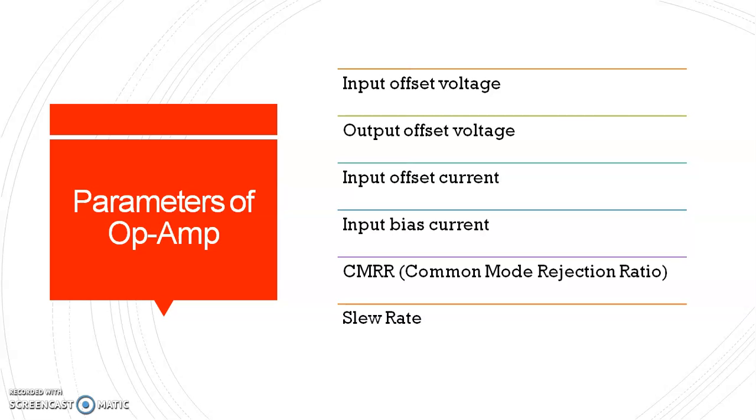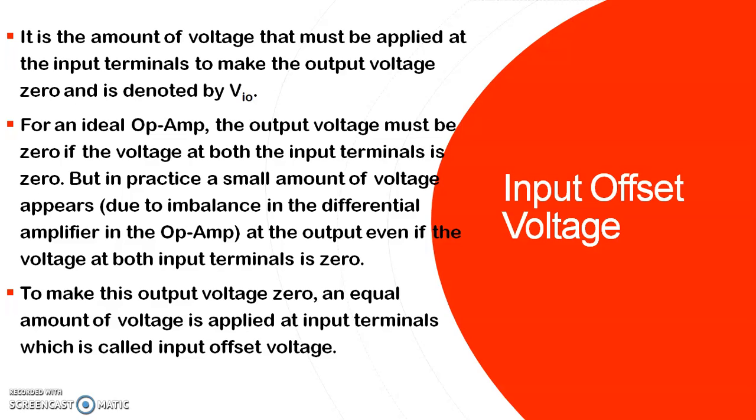So, parameters of op-amp define the characteristics of your operational amplifier or the conditions under which the operational amplifier will work. So these are the different parameters of op-amp, namely input offset voltage, output offset voltage, input offset current, input bias current, CMRR and slew rate. Let us see about all these parameters. So the first one, input offset voltage.